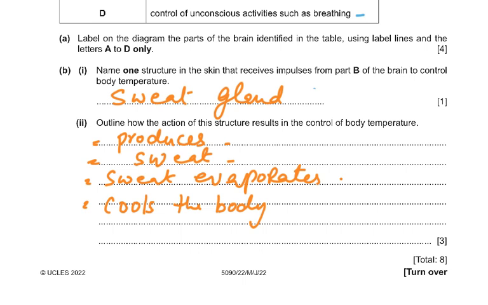You enter a room that is very hot. This information goes to the brain. The brain sends information through motor neurons to the sweat glands, and the sweat glands produce sweat. The sweat will evaporate and will cool the body down. So name one structure in the skin that receives impulses from part B of the brain to control body temperature. It must be the motor neurons. Motor neurons supply muscles and glands. Always remember M motor, M muscle, and glands. So motor neurons supply muscles and glands.